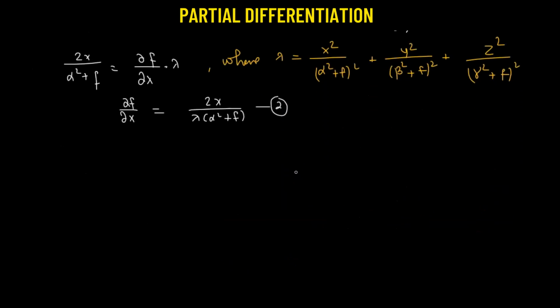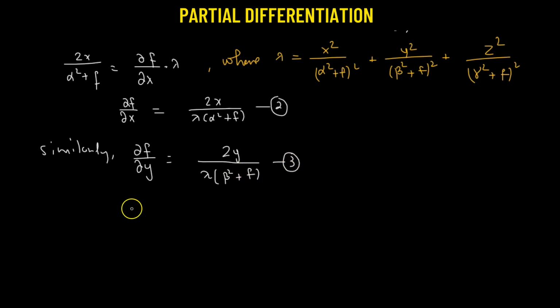So what we'll do, if we again consider equation number 1 and take the partial derivative with respect to y, then using the same steps, we will get partial of f with respect to y given by 2 times y divided by lambda times beta squared plus f. So this will be equation number 3. And we have partial of f with respect to z, that will be given by 2z divided by lambda times gamma squared plus f. So you can check that out, the calculation. It's a very simple one.